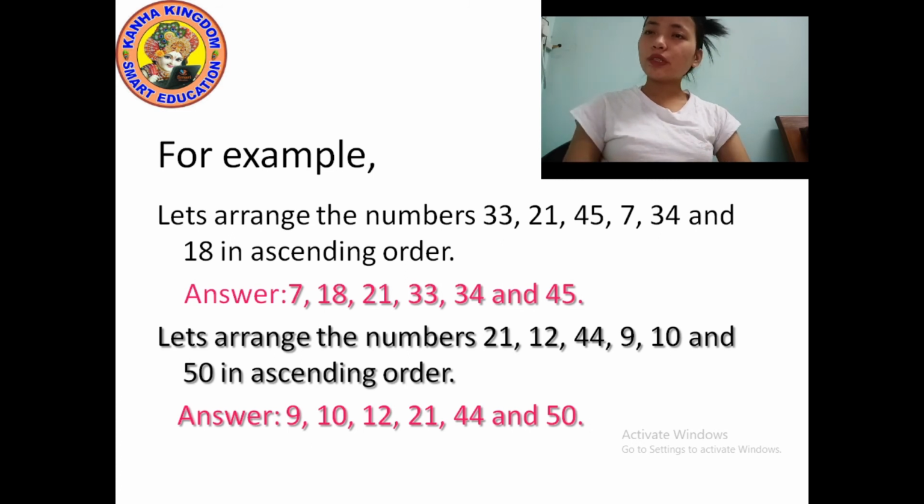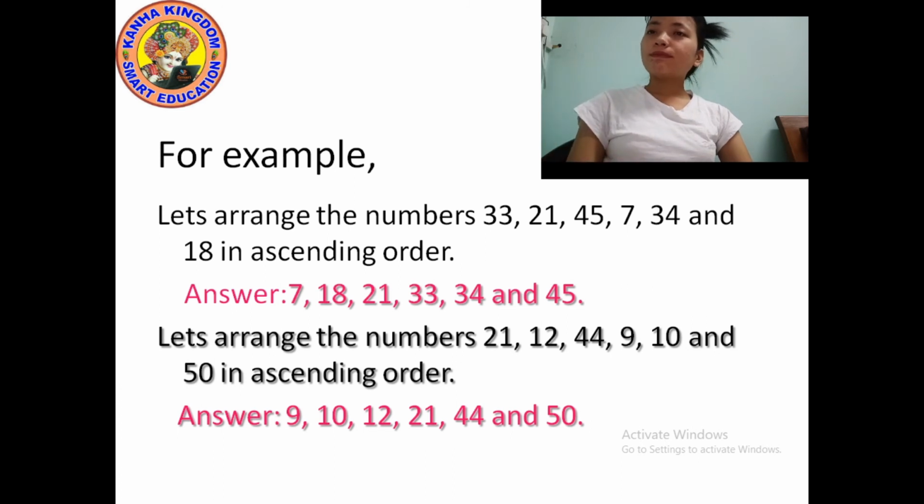After 9 which number is smallest from 21, 12, 44, 10 and 50? 10, right? Because 10 comes just after 9, so write 10 second. And after 10 which number will come from 21, 12, 44 and 50? Obviously 12, right? So write 12 third. We are arranging numbers in ascending form, so you have to write the smallest number to the biggest number.